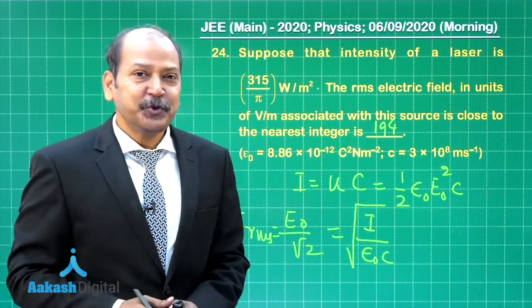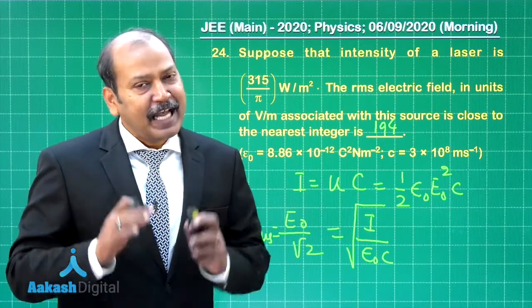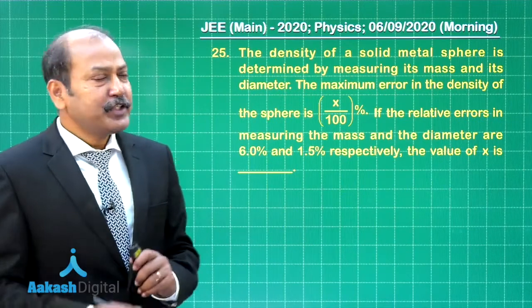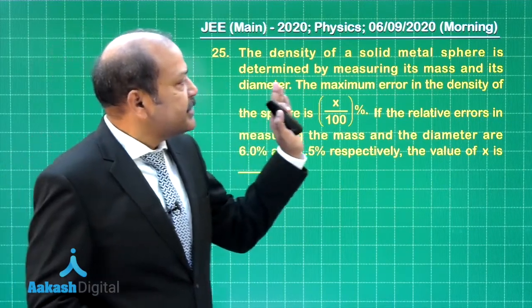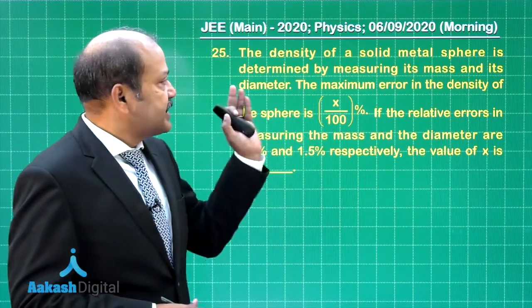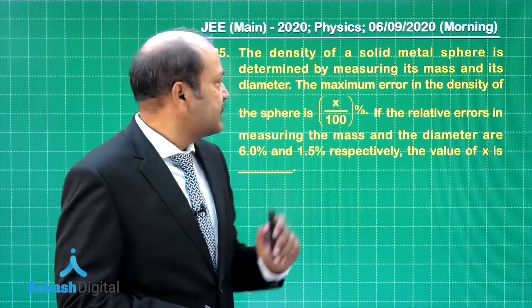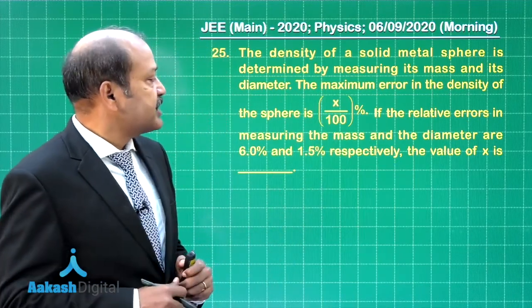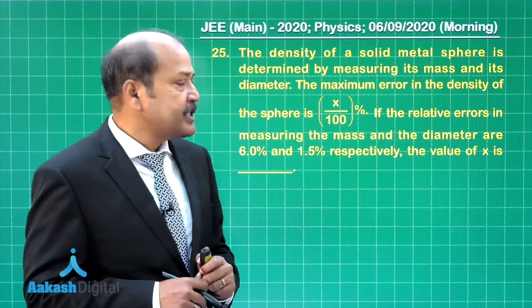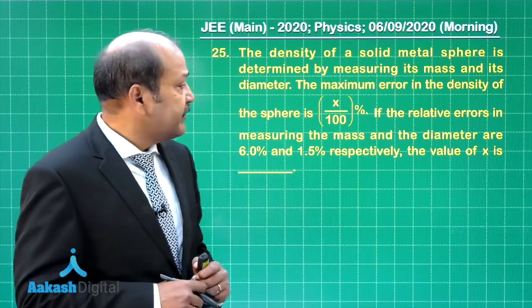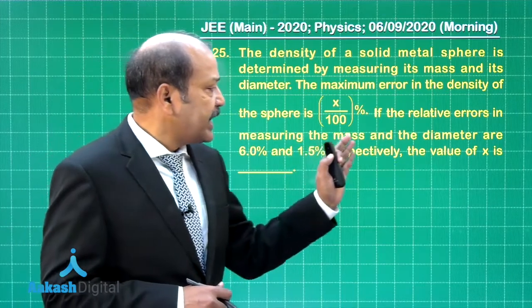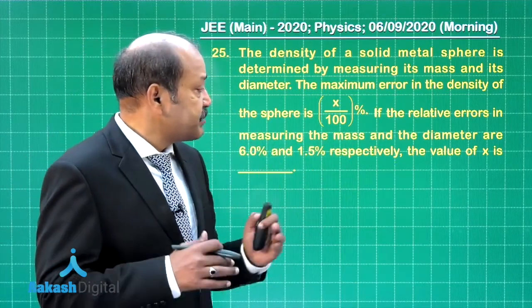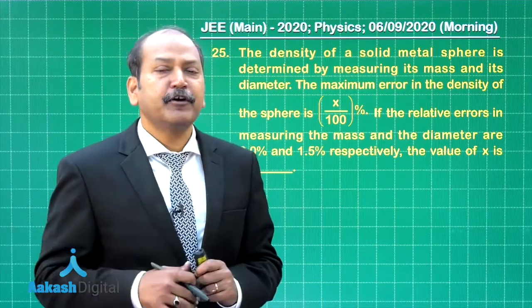Let us now go to the 25th and the final question for this particular test. Question 25 says, the density of a solid metal sphere is determined by measuring its mass and its diameter. The maximum error in the density of the sphere is x by 100% if the relative errors in measuring the mass and the diameter are 6% and 1.5% respectively. What is the value of x?